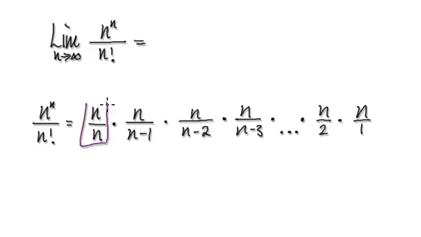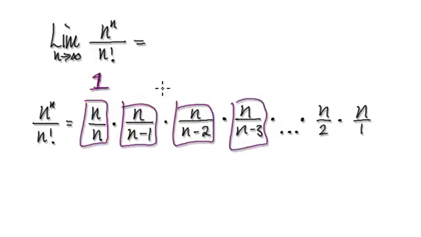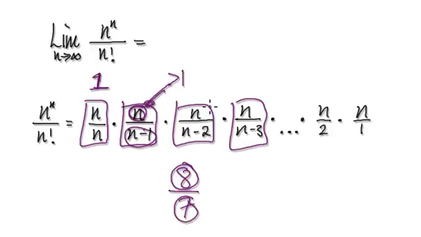Now if you look at this block here, n divided by n is the number 1. So it's 1 times this block times this block times this block. In each of these blocks, the numerator will be bigger than the denominator. So this block is bigger than 1, this block here is bigger than 1, and this block here is bigger than 1.